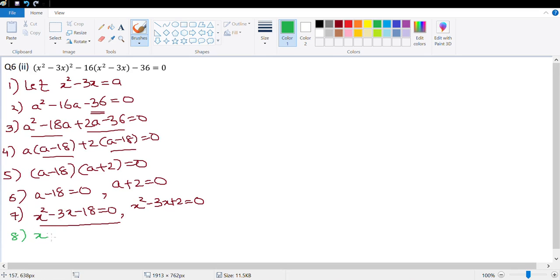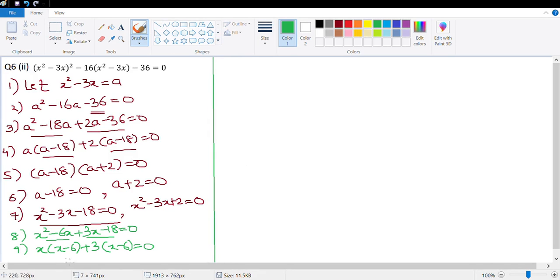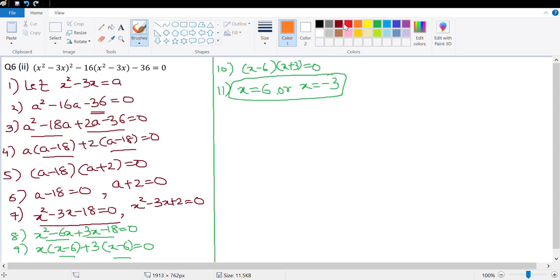So x square minus 6x plus 3x minus 18 is equal to 0. Grouping it the way I've underlined, we have x times x minus 6 plus 3 times x minus 6 is equal to 0. Which gives us x minus 6 is common. So we have x minus 6 times x plus 3 is equal to 0, which means x is equal to 6 or x is equal to negative 3. So we have been able to solve the first equation.